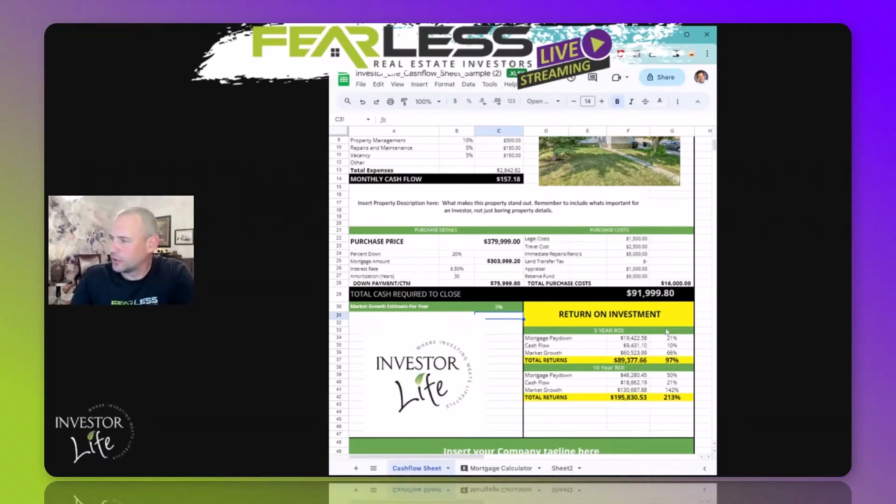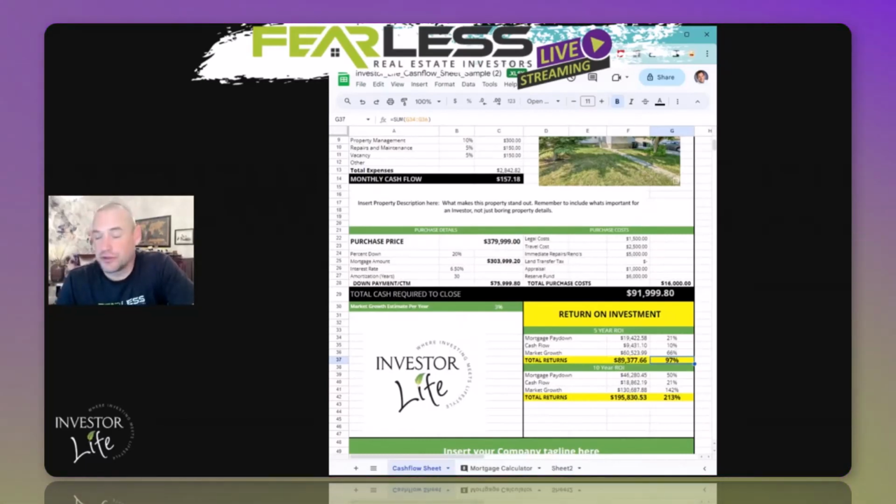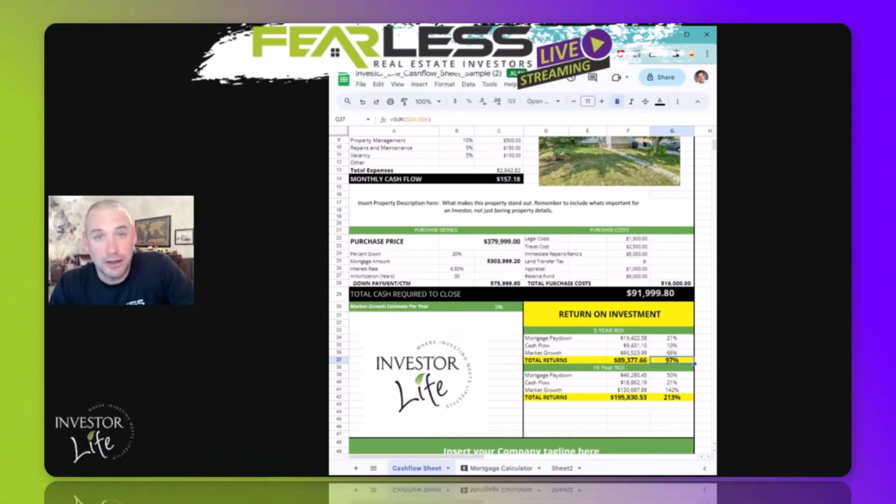So our full return on investment here is almost 100% return over 5 years. We put in 91,000. Our total returns are almost 90,000, which is almost 100% return. So if we were to sell this property 5 years from now, we're expecting to have essentially $180,000 worth of equity, because our first 90 we put in, we get back. And then the other 90 that we made, we also get that minus our closing costs. So this is how we analyze a property, guys.